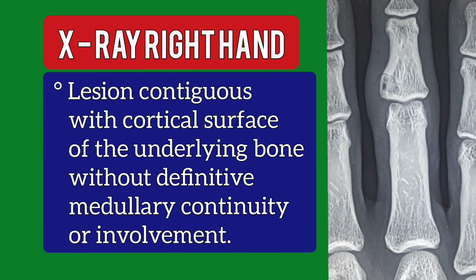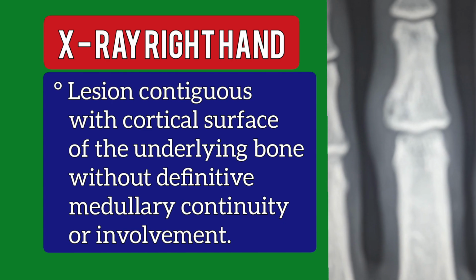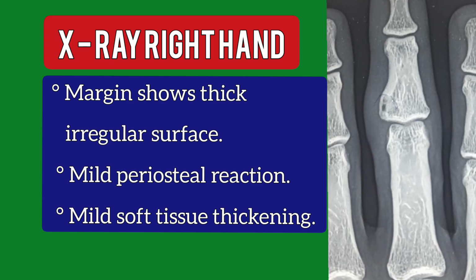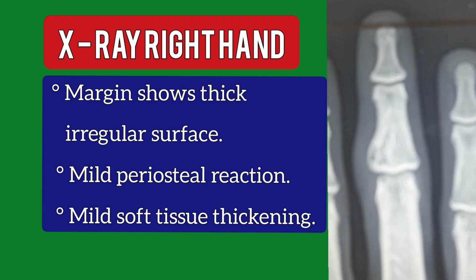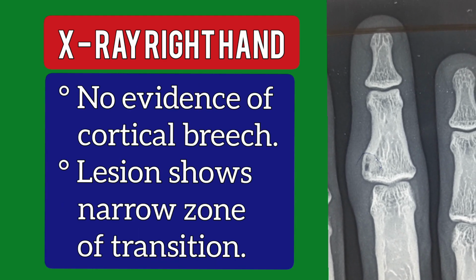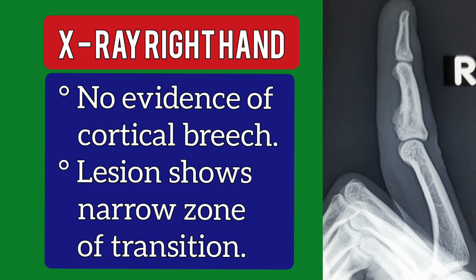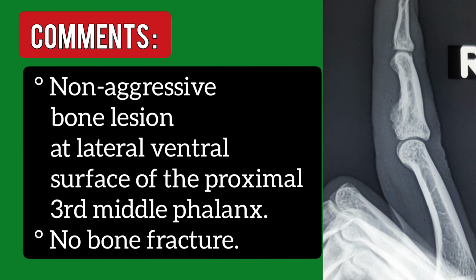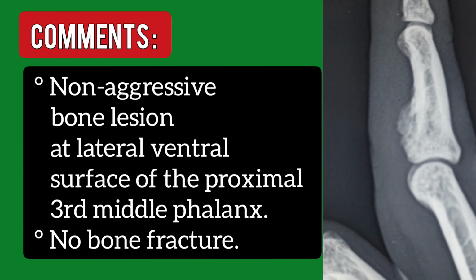Lesion contiguous with the cortical surface of the underlying bone without definitive medullary continuity or involvement. Margin shows a thick irregular surface, mild paraosteal reaction and mild soft tissue thickening. No evidence of cortical breach. Lesion shows a narrow zone of transition. X-ray findings are in keeping with a non-aggressive bone lesion at the lateral ventral surface of the proximal third of the middle phalanx.